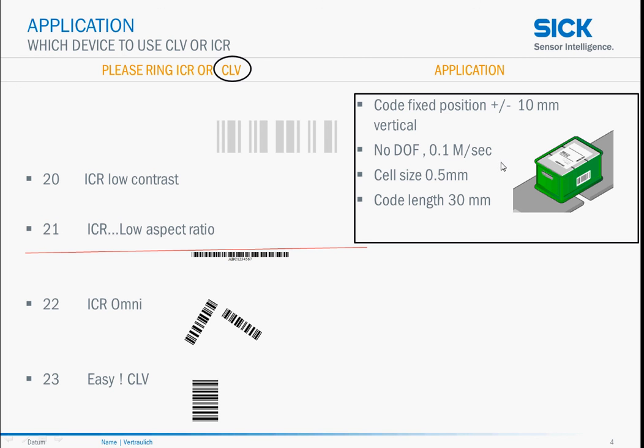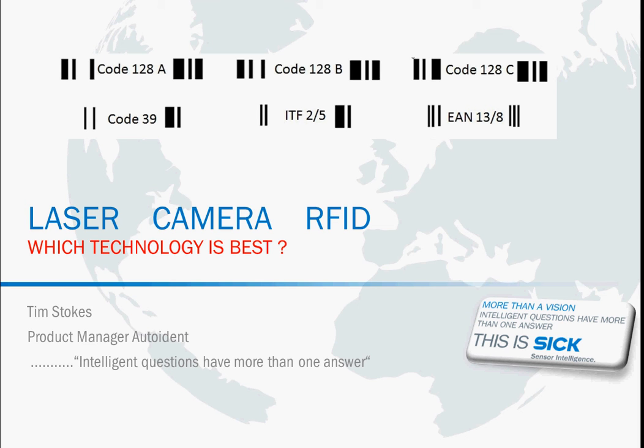So just to summarize, if we have an application like this here with a tote box where we've got no depth of field, the speed is very slow, the code is in a very exact position, the cell size is 0.5 millimeters, and the code is small, it's only 30 millimeters long. If the contrast is low, we would use an ICR to read it. If it's a low aspect ratio, once again an ICR, you can imagine this laser trying to be aligned to look at that code. If the barcodes are in any orientation, we'd use the ICR because it's omnidirectional. And if it's an easy barcode like this one here, then we would use a laser reader, therefore CLV.